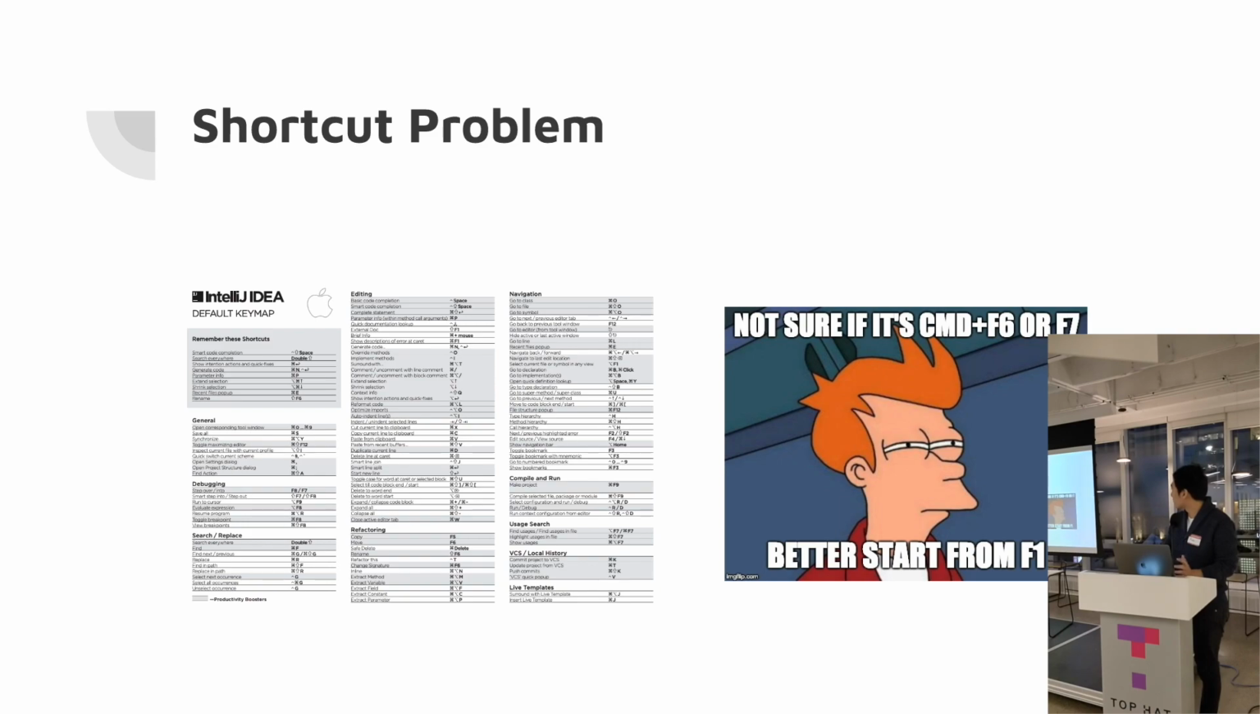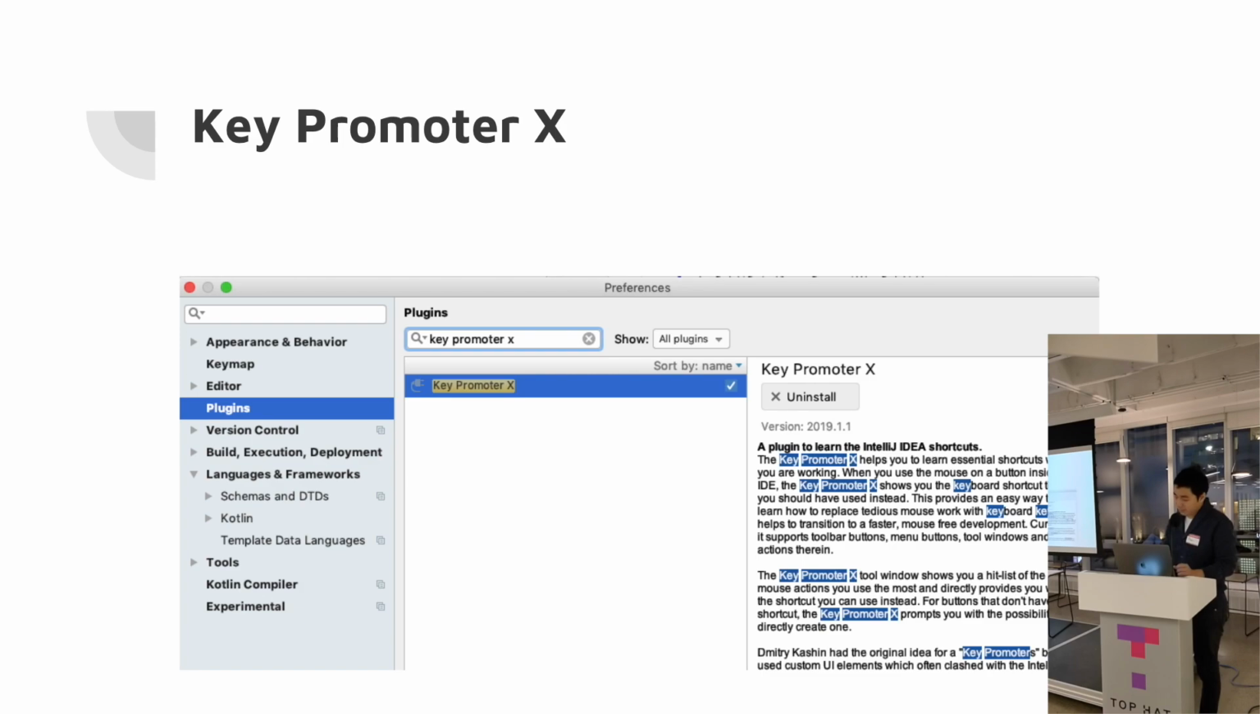Also, for me, one of the problems that I sometimes have is I forget how to refactor, let's say, rename the method. I start pressing, was it F6 or F7, and I keep pressing until I get the refactoring right. So one of the tools that I want to recommend is Key Promoter X.